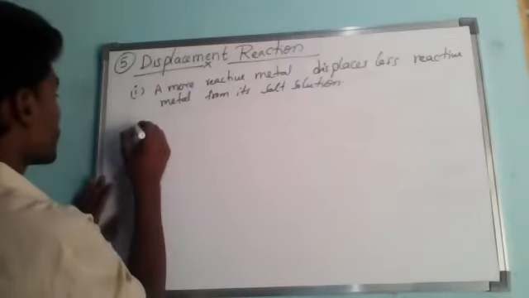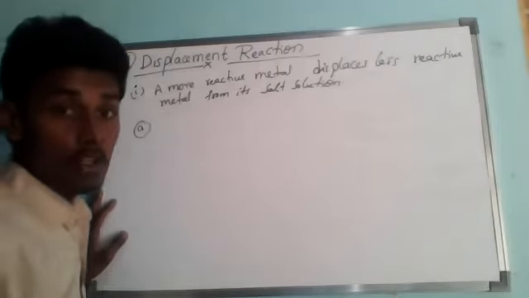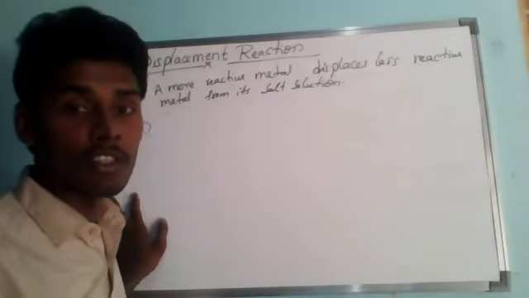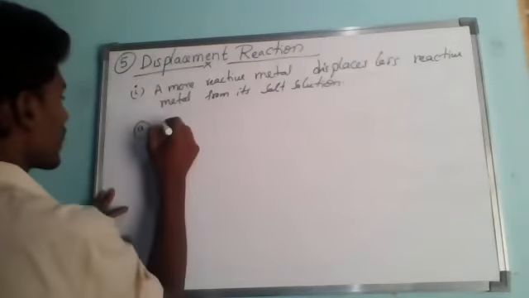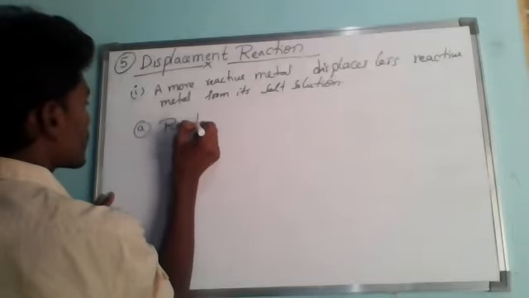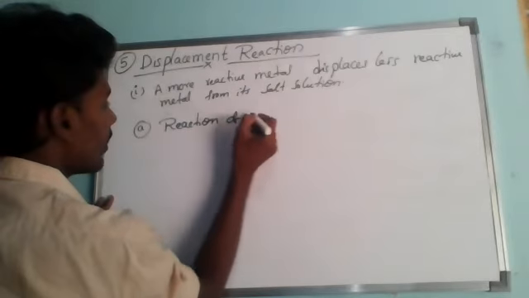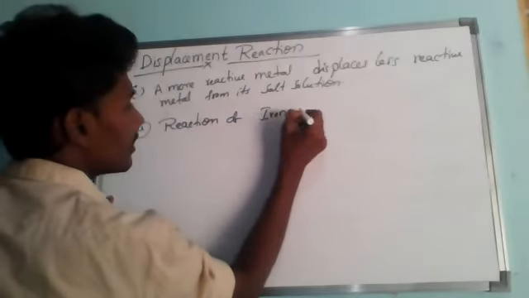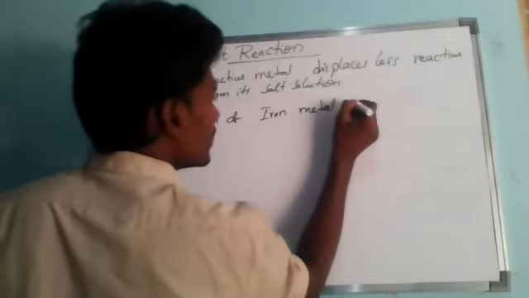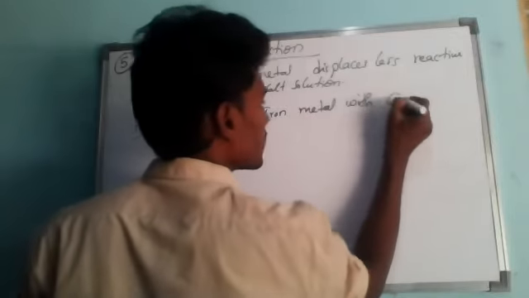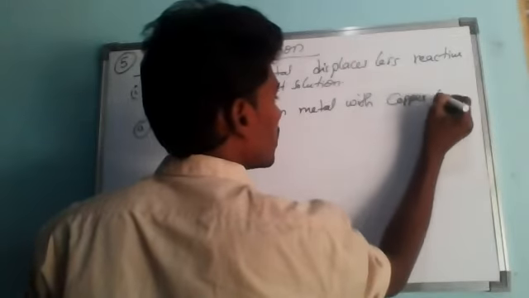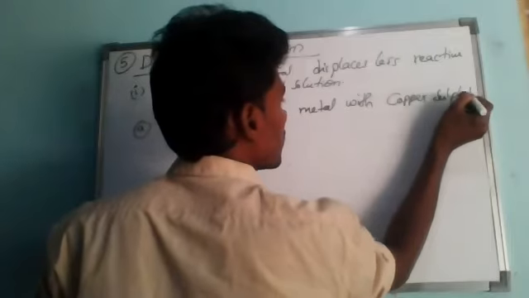So let me come to example one, the first one. Reaction of iron metal with copper sulfate solution. So reaction, you just keep it. Reaction, understanding, of iron metal with copper sulfate salt solution.